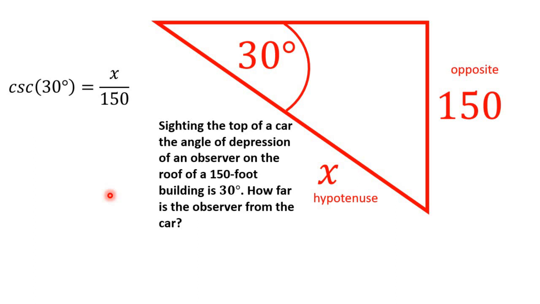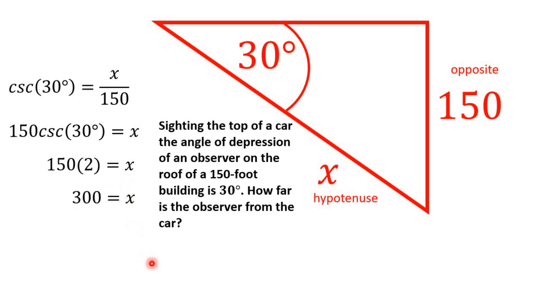And if I'm using the cosecant, then I'm just going to multiply both sides of this equation by 150. And now I have that x is 150 times the cosecant of 30 degrees. The cosecant of 30 degrees is 2. It's the reciprocal of the sine of 30 degrees, which is 1/2. So we get that x is equal to 150 times 2, and x is 300. So that means that the distance from the observer to the top of the car is 300 feet.